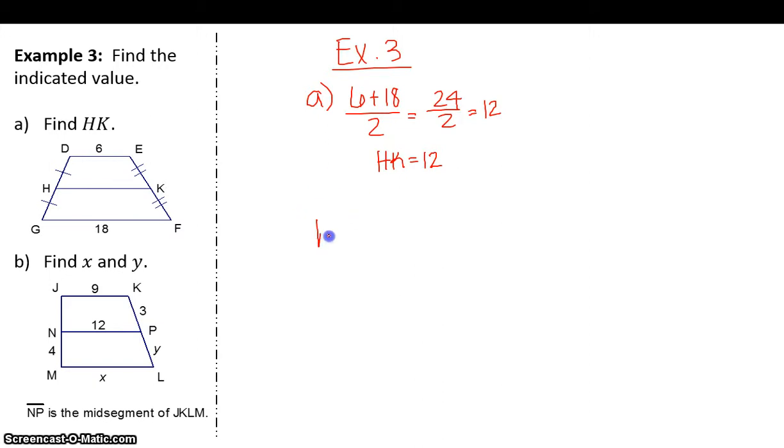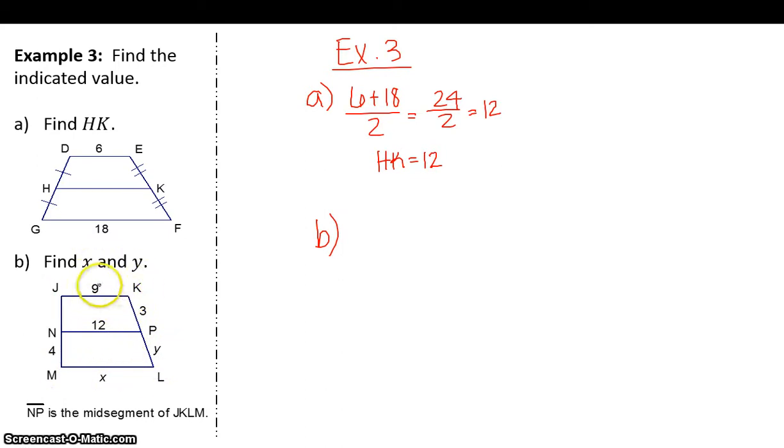Okay? All right, now part B. Notice they didn't put the slashes like they did on the other one, but they told us in the given information down here that segment NP is the mid-segment of JKLM. So this trapezoid here, JKLM. All right, and I want to find this X value and I want to find this Y value. Well, let's find the X first. Now this time they gave us the mid-segment and they gave us one of the bases. And notice this base is longer than this base. So this number down here is going to be bigger than this base up here.